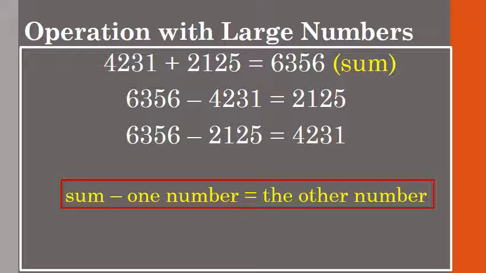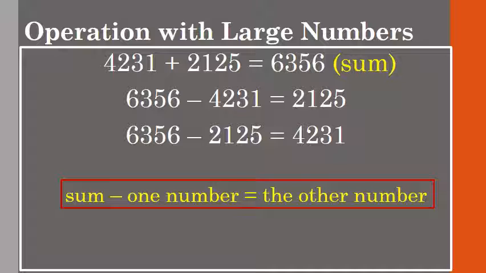In the addition of large numbers, there is one point to remember. Let us see what that is. Suppose we have two numbers. The first one is 4231 and the second one is 2125. So when we add these two numbers, we get 6356, which is called the sum of these two numbers.